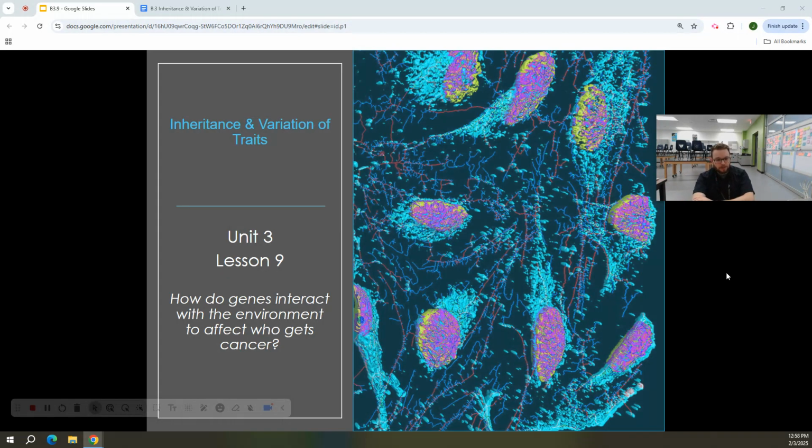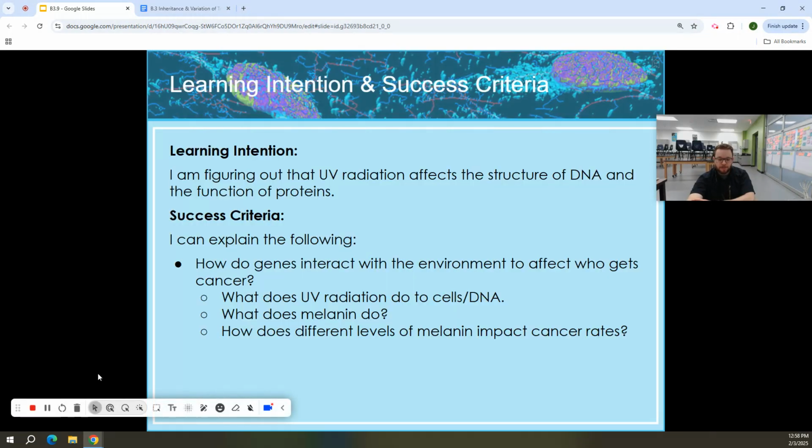All right, and we're going to look at how genes interact with the environment to affect who gets cancer. So we're going to look at some different environmental factors that change cancer risk. Okay, so in this lesson, we're figuring out that UV radiation affects the structure of DNA and the function of proteins. We should be able to, by the end of the lesson, explain how genes interact with the environment to affect who gets cancer, what UV radiation does to cells, what melanin does, and how different levels of melanin impact cancer rates. Okay, and these are the same as your progress tracker questions. Again, just reminding you of that.